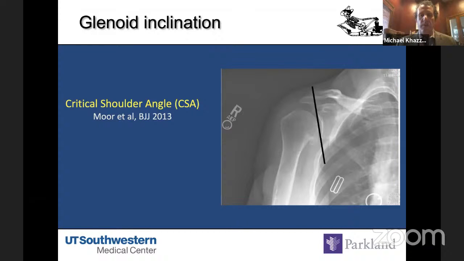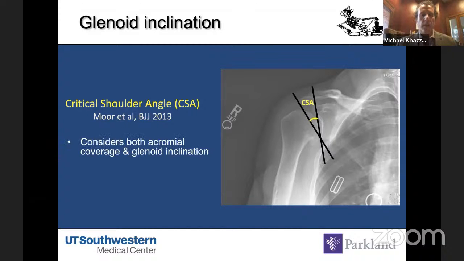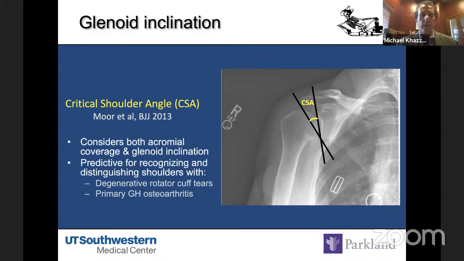The critical shoulder angle is a line from superior to inferior aspect of the glenoid, as well as the most lateral aspect of the acromion, and provides also an assessment of the glenoid inclination and how it correlates with the acromion, which can give predictive information and distinguishes shoulders from primary osteoarthritis as opposed to rotator cuff arthropathy.